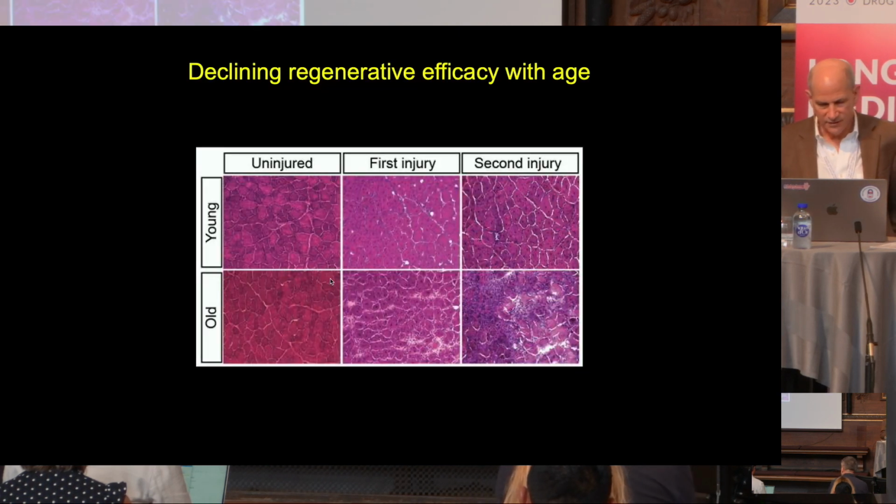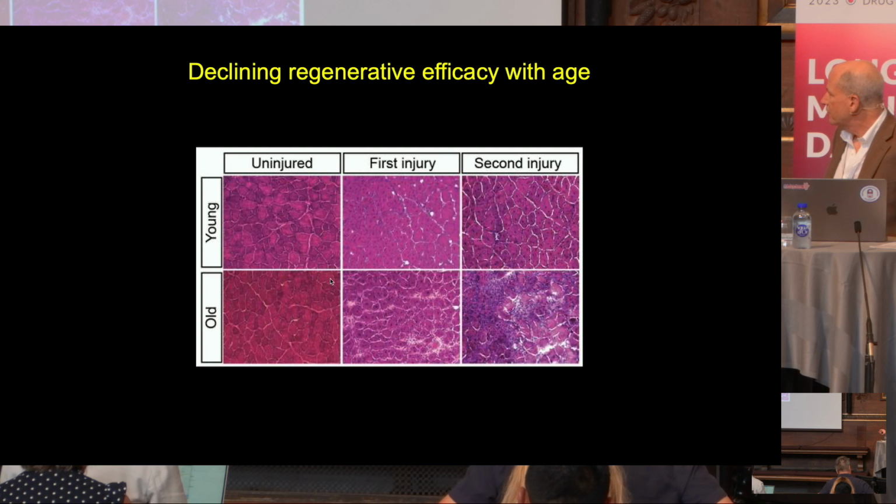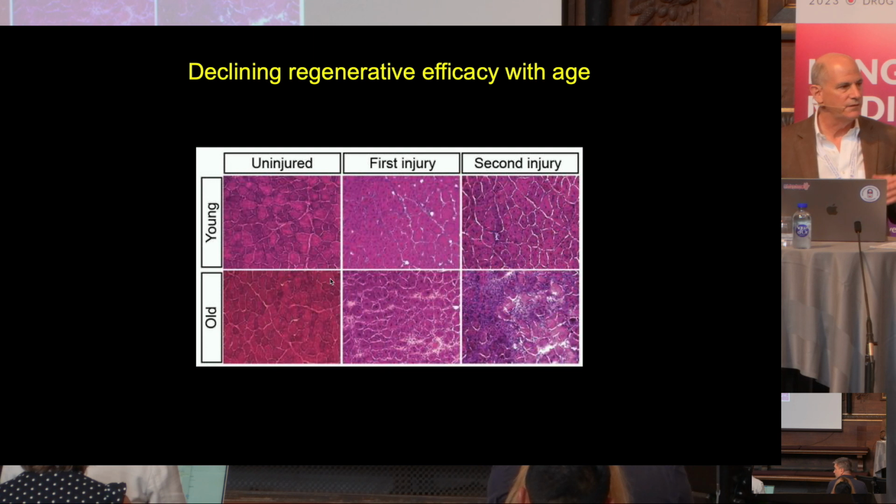Here's an illustration again of muscle repair in either a young mouse or an old mouse. What we're seeing here is uninjured. This is a mouse after a single injury, a few weeks later after a second injury, and you can see it regenerates very well. There's really almost no change even after multiple injuries.